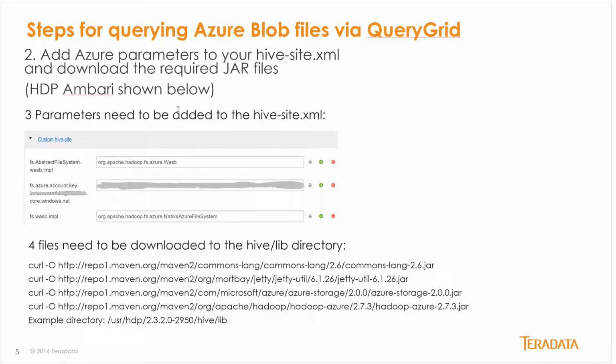Next, we're going to add the Azure parameters to your Hive site XML. So you're going to need a Hive metastore in order to do this. In this example, I have a Hortonworks sandbox. I've added my 3 different parameters I need. The first one and the last one are so Hive knows how to access Azure, and the middle one is the account and the password. That is why it's grayed out.